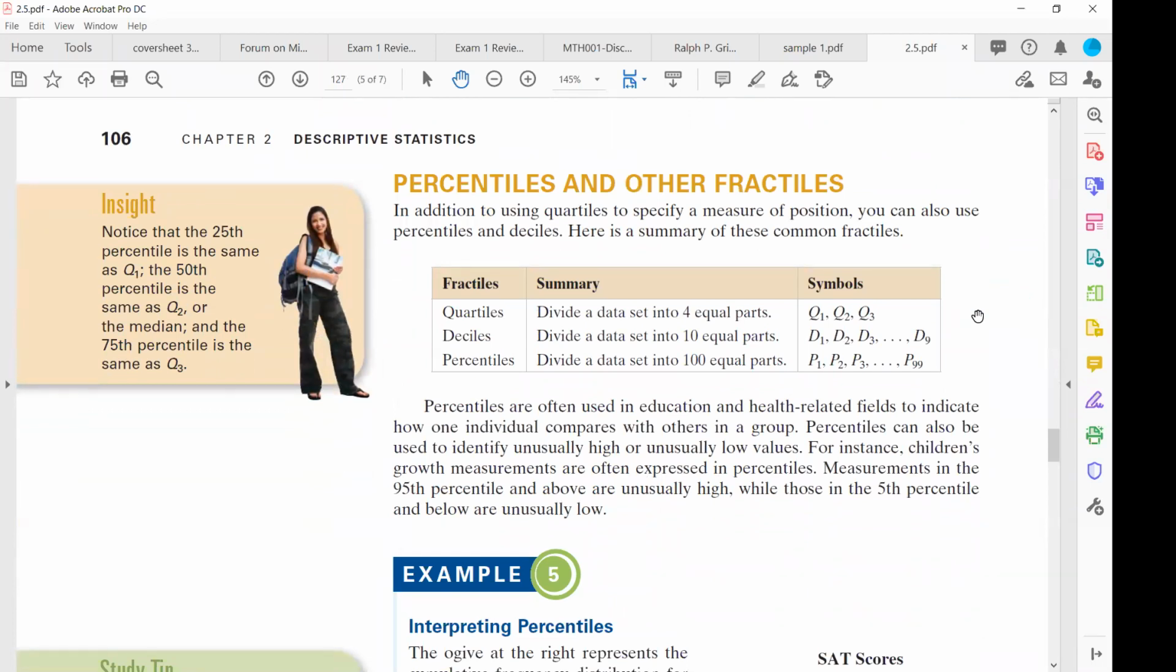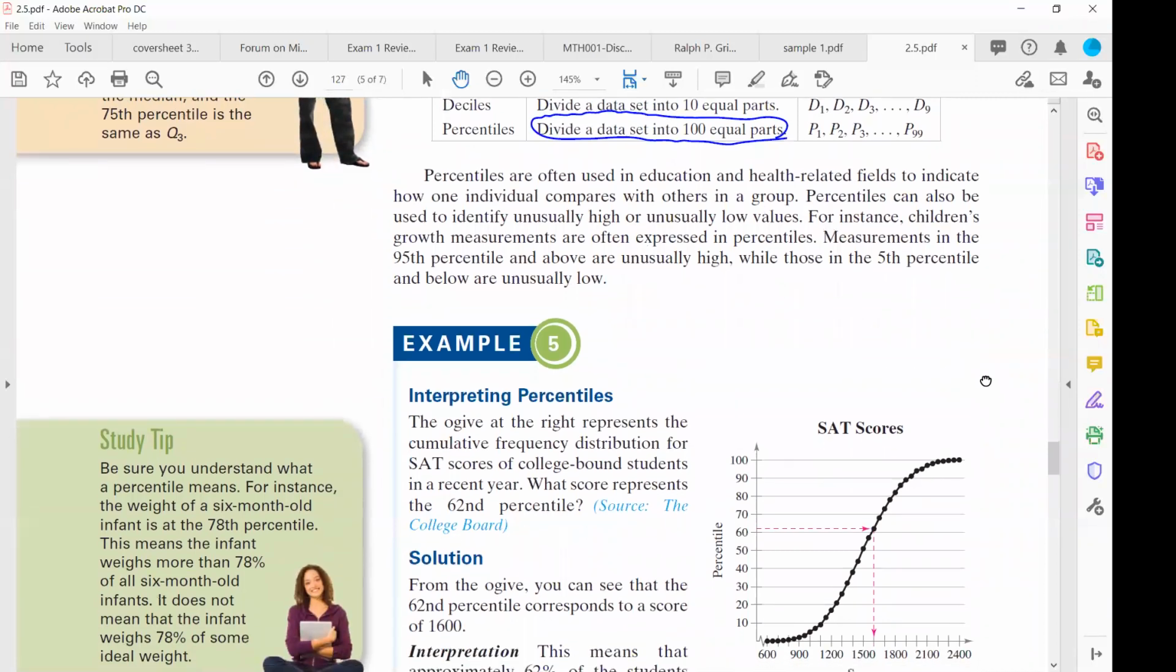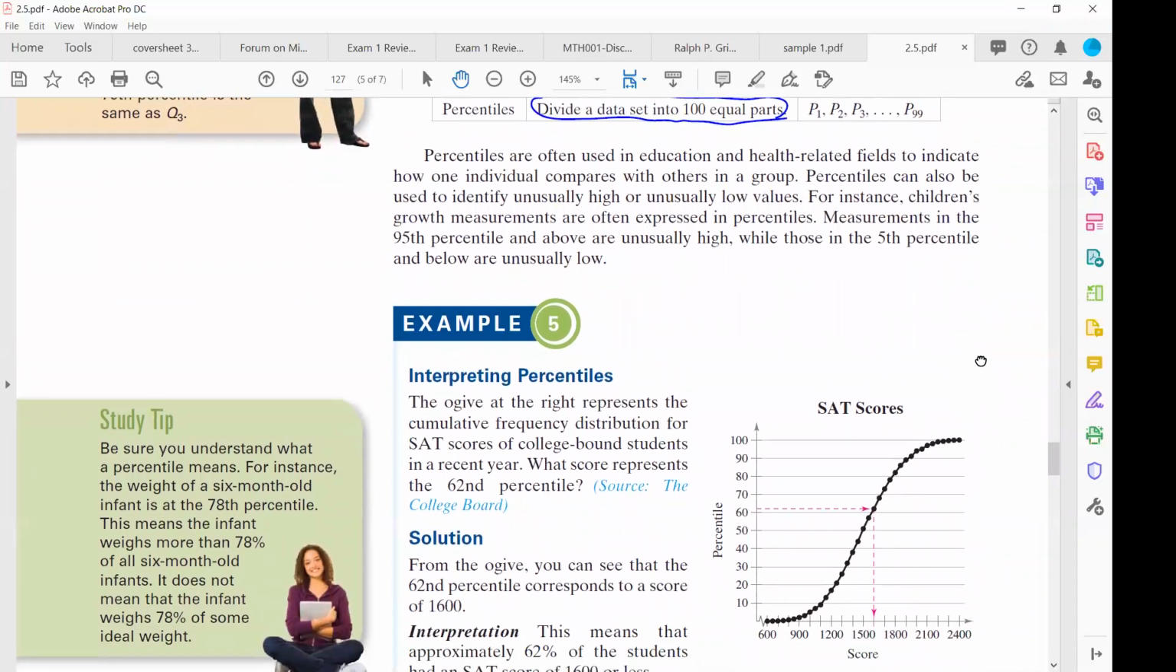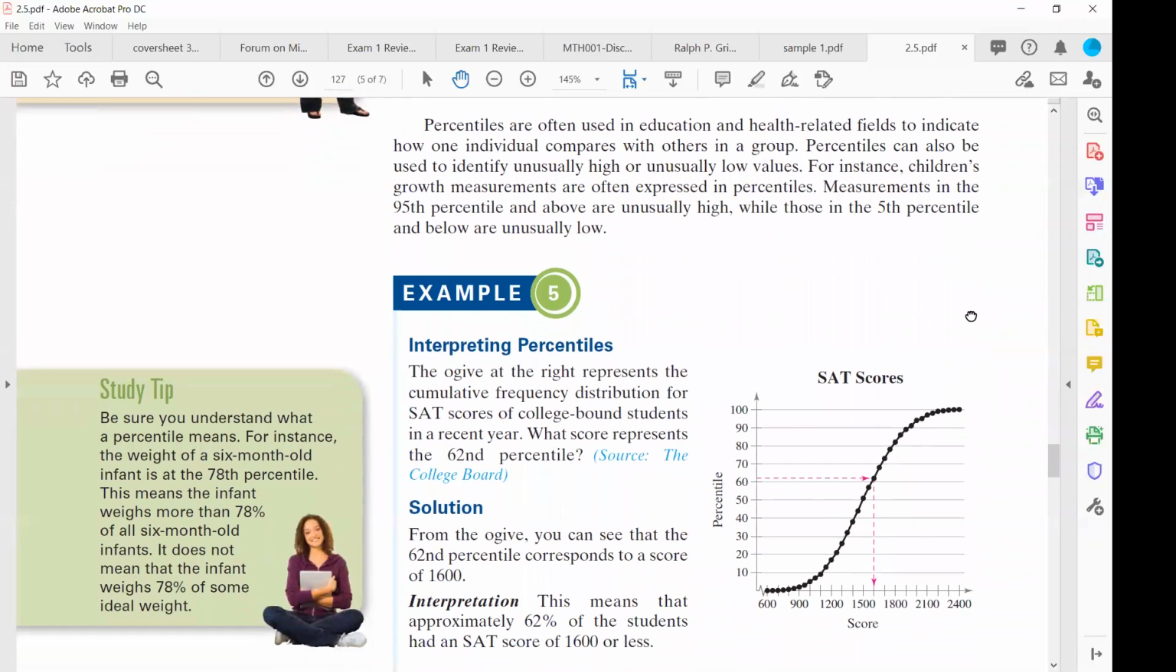So other than quartiles, we have, for example, percentiles. Percentiles are very important. Percentiles divide a data set into 100 equal parts. You've seen percentiles many times, especially when it comes to scores, SAT scores. For example, take a look at example 5, interpreting percentiles.